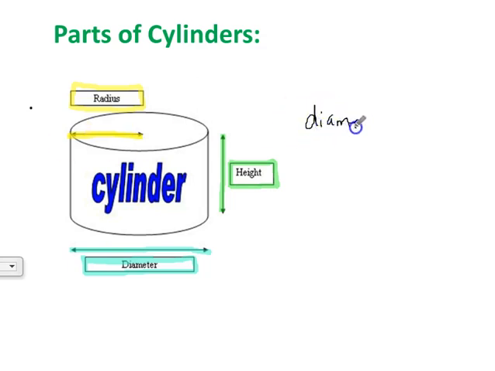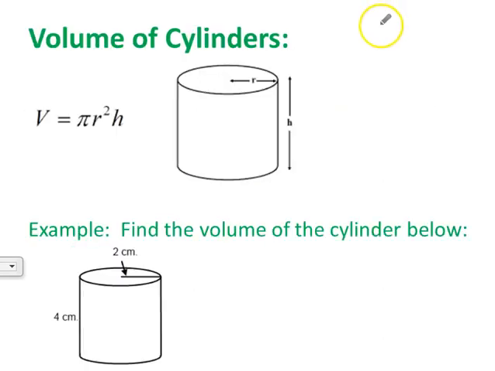Diameter will always be 2 times the radius of any circle. So just keep in mind that diameters and radiuses are in fact related. Okay, so we've talked about the parts of a cylinder, and now let's put that all together to find the formula to find the volume of a cylinder.